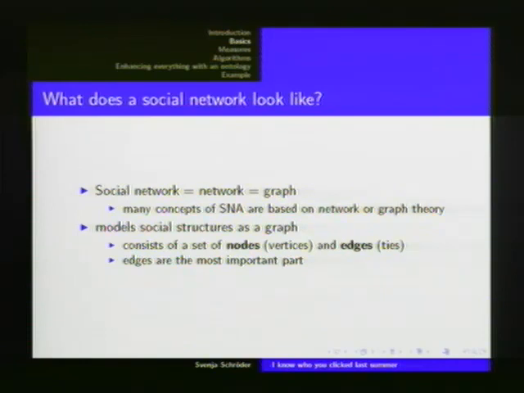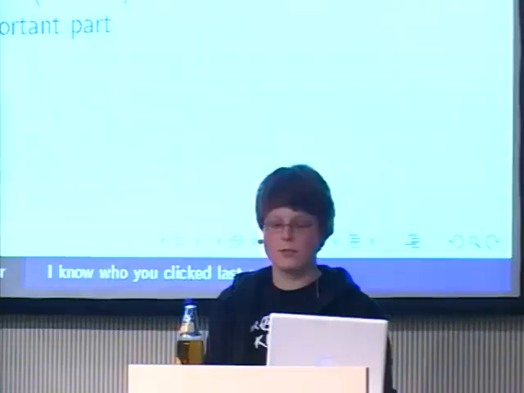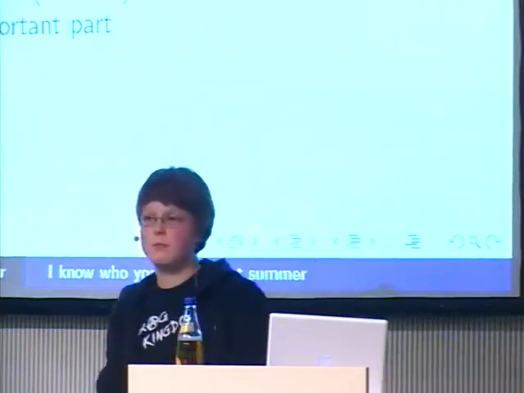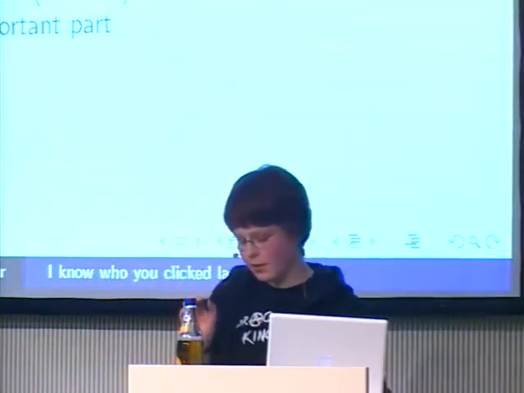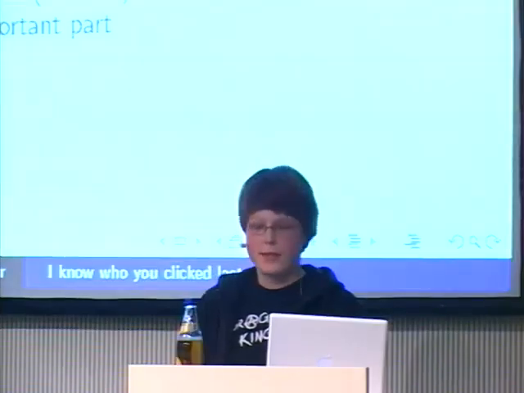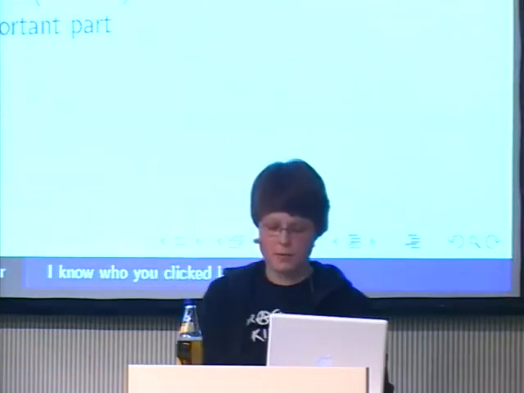And this graph consists, of course, of a set of nodes and a set of edges. And the edges are the most important part of this network because this is what it is all about. The actors are not examined separately, but the network as a whole is examined with all its structures and links and ties. And so the attributes of a single actor or part of this network are not this important, because the edges are the most important thing of a network.